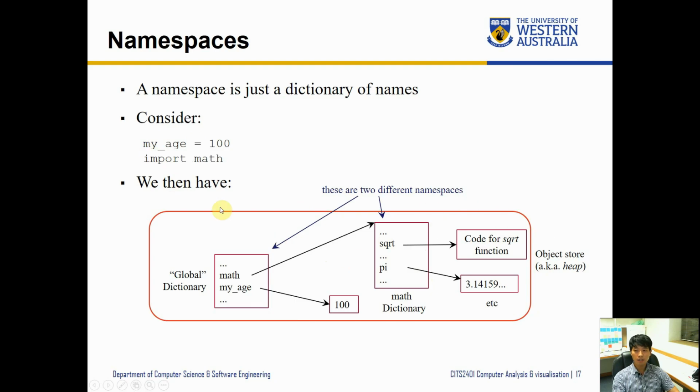So this is how our namespace looks when we imported the math module. And if we do create some other variables like my age, it has its direct reference to the value. But essentially, if you're importing the module, it has its own namespace, which you can access through the module name.